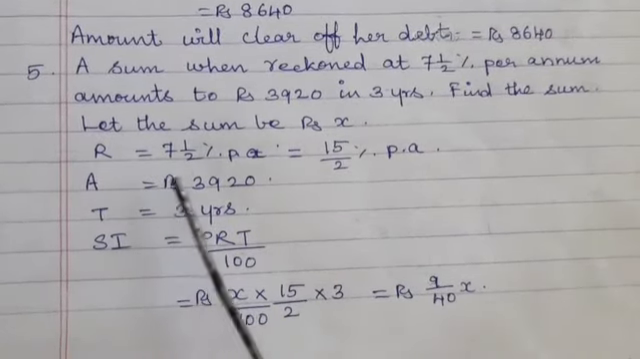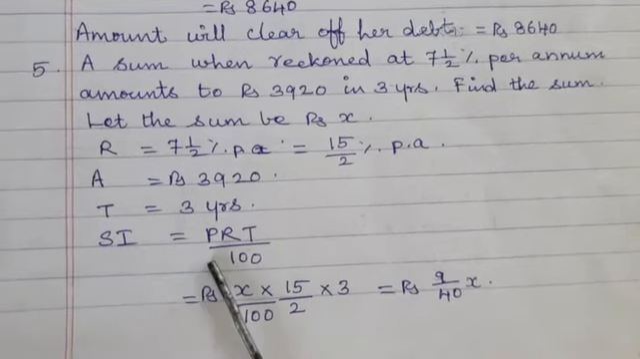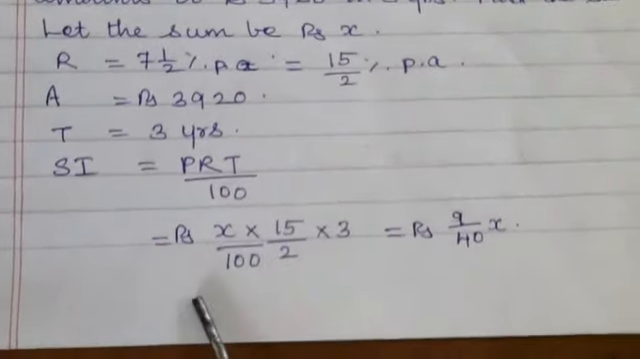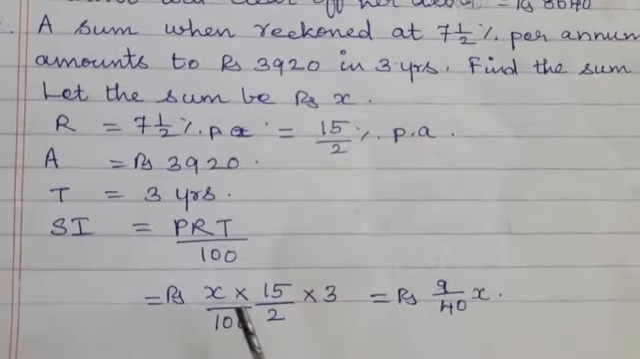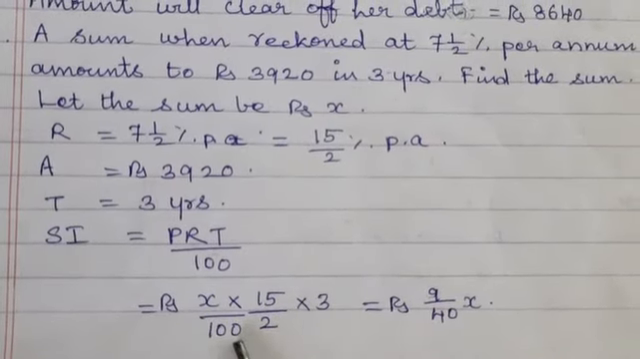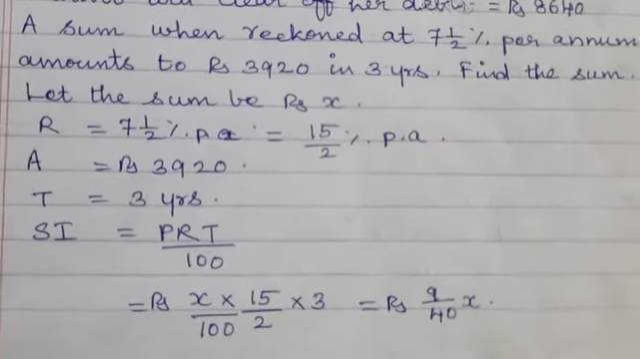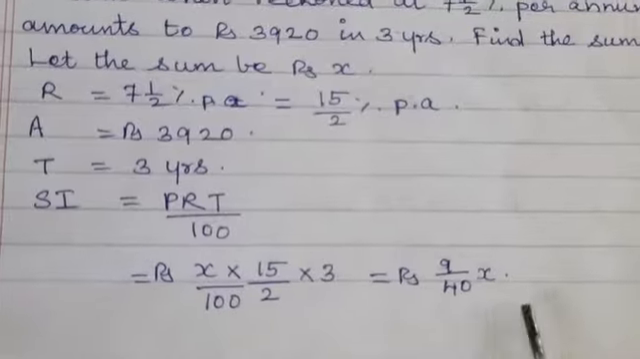So for calculating principal, we need SI. So SI equal to PRT by 100. So rupees, then in place of P we are assuming that is X, and R equal to 15/2%, 15/2 into 100, and time equal to 3 years. After simplification we will get SI equal to rupees 9/40 X.